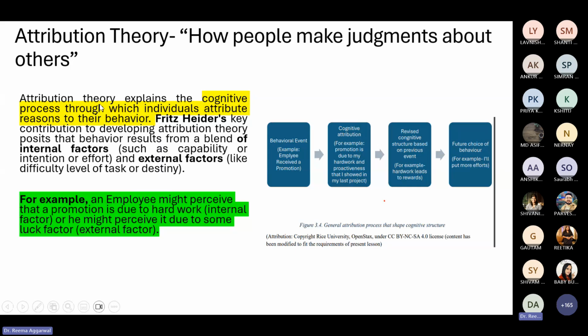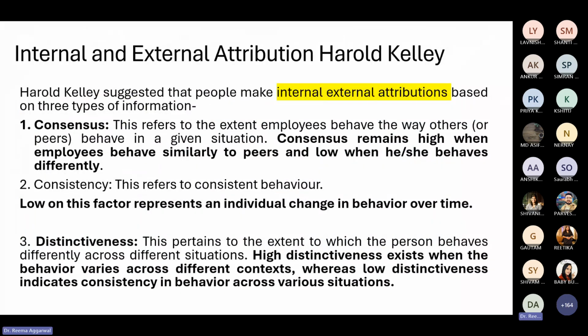One is internal factor, which defines the capability, intention, and effort. Second is external factor, which defines the situational factors, right? Like the task was difficult, it is destiny. So something that is not in the control of an individual. So Harold Kelley suggested that people make internal or external attribution based on three types of information. तो दो तरह की attribution हो सकती है. One is internal attribution, second is external attribution.